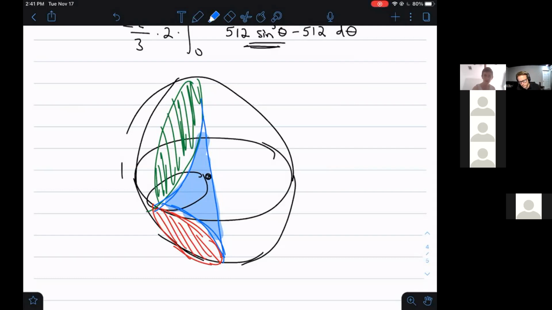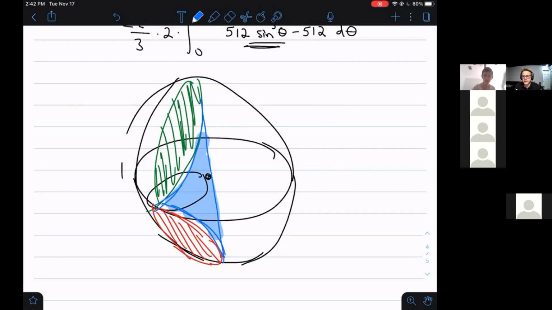Okay. And do you have any tips for drawing the intersections of these different shapes? Because it's always a challenge for me to visualize it properly. Any tips for drawing?